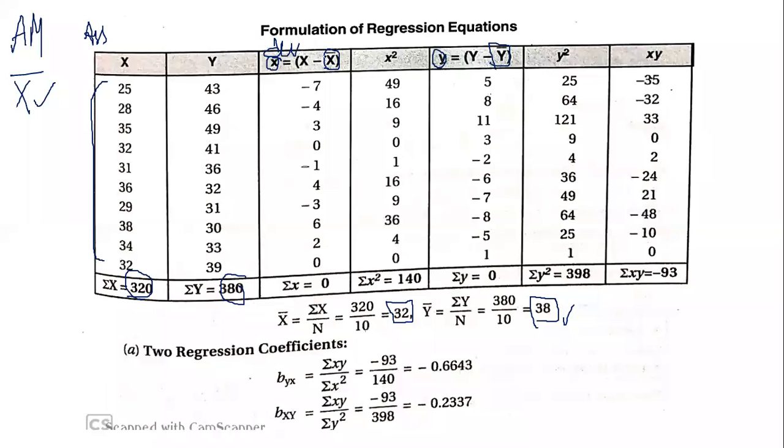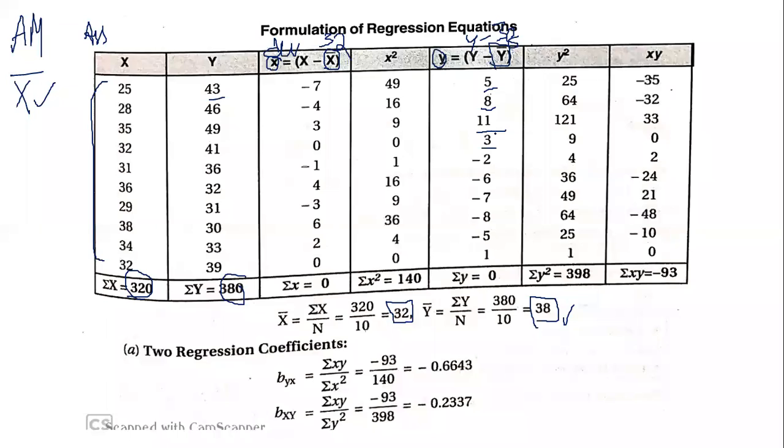Now moving further, we have the deviations, that is small x and small y. So how do we find the deviations? X minus x bar, that is x minus 32: 25 minus 32 is minus 7, 28 minus 32 is minus 4, 35 minus 32 is 3, 32 minus 32 is 0, and so on. Similarly for y minus y bar, which is y minus 38: 43 minus 38 is 5, 46 minus 38 is 8, 49 minus 38 is 11, and 41 minus 38 is 3. Like this, we'll be finding the deviations of y.